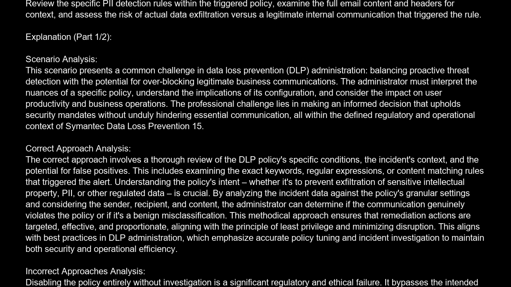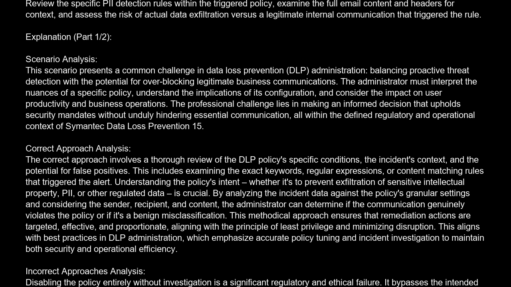This methodical approach ensures that remediation actions are targeted, effective, and proportionate, aligning with the principle of least privilege and minimizing disruption. This aligns with best practices in DLP administration, which emphasize accurate policy tuning and incident investigation to maintain both security and operational efficiency.